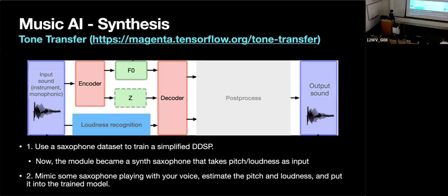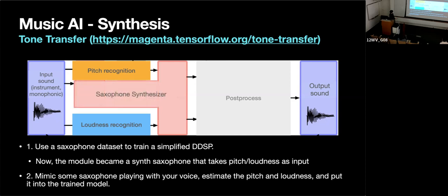And to do that, first, we need a modification. I'll also write a little bit. So yeah, this modification is what we need from the canonical DDSP to effectively do the tone transfer. What's happening here is that now everything's merged, and I just named it not encoder decoder, but a saxophone synthesizer, because now we have it.